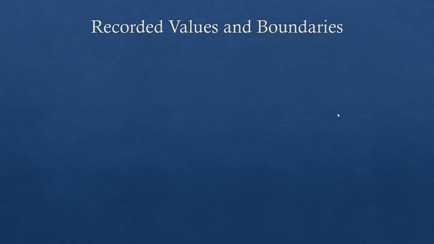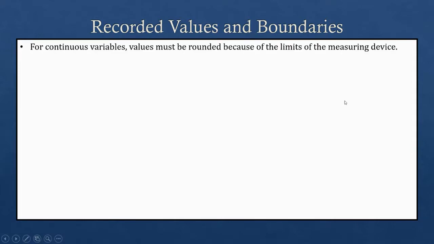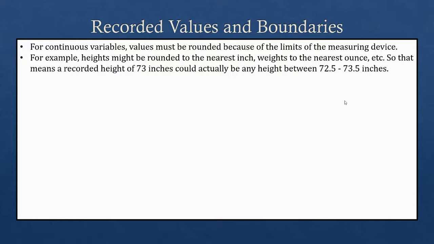Now, we want to record data in the nicest and easiest way for us to work with it. But just because I write down a data value does not mean that was the actual value, because with continuous variables, decimal places go on forever. So for values that must be rounded because of the limits of the measuring device, we always want to make sure that we present our data in the nicest and easiest way possible for us, given the restrictions for certain situations.